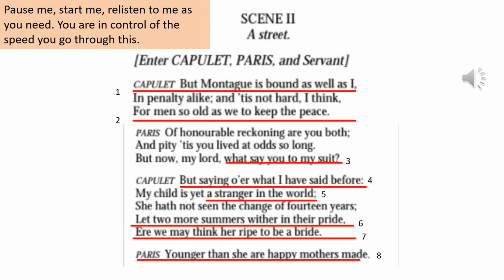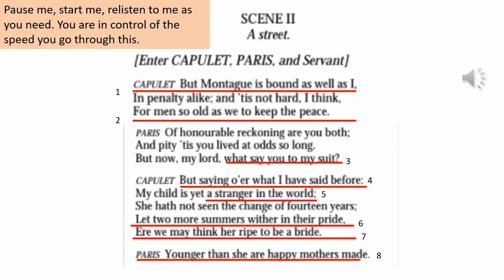So we see the failing here, because whilst Montague and Capulet might be able to keep the peace because they are older, the younger generations, Tybalt, Romeo, and the servants, they're not old, and they will find it much harder to keep the peace.